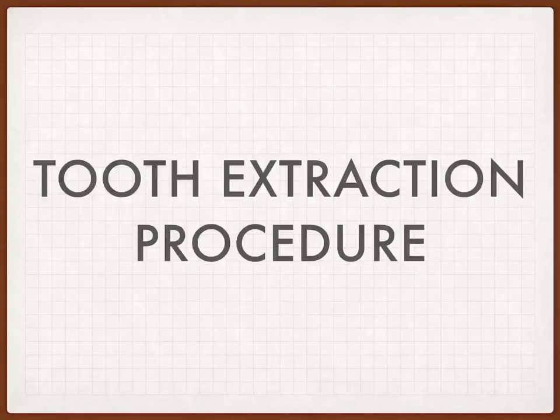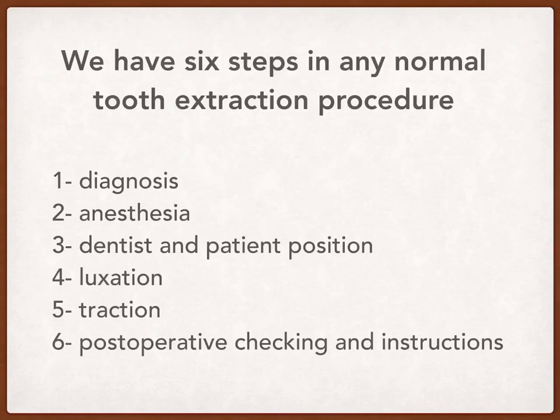In this presentation, I will talk about the tooth extraction step-by-step procedure. In general, if we want to extract a tooth, we should do 6 steps. The first step is the diagnosis procedure, the second step is the anesthesia procedure, the third step is the correct dentist and patient's position, then the luxation of the tooth, and then the traction and final extraction of the tooth. And finally, after all of this, we should do the post-operative checking and instructions to the patient.